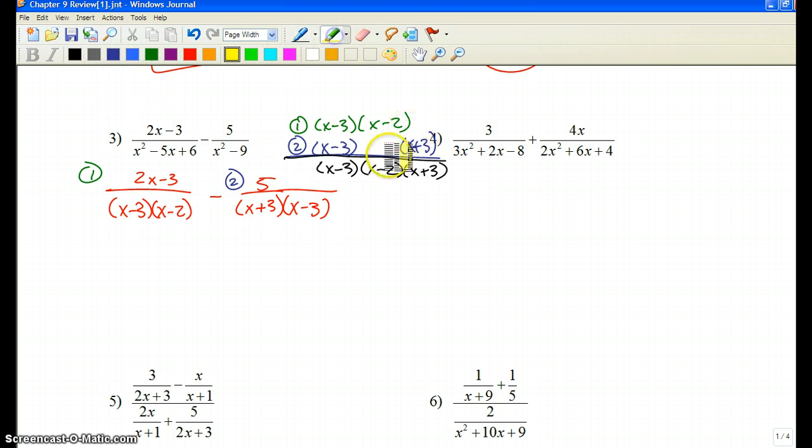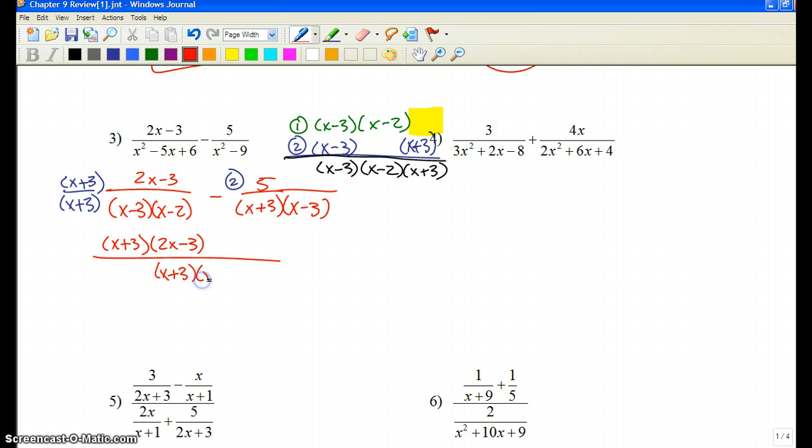So now we can kind of see what the first fraction needs so that the denominator is the same. The first fraction is going to need that x plus 3. So we're going to multiply it by x plus 3 over x plus 3. Now the reason why we can do that is because we're actually multiplying by 1, which preserves the value of the fraction itself. But we're doing that so that we can get a common denominator on both of them. So now the common denominator is going to be x plus 3, x minus 3, x minus 2.